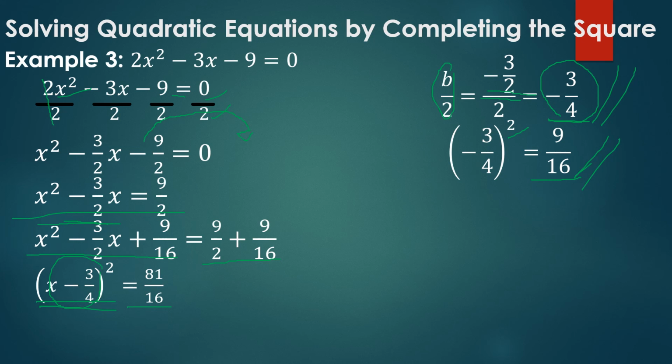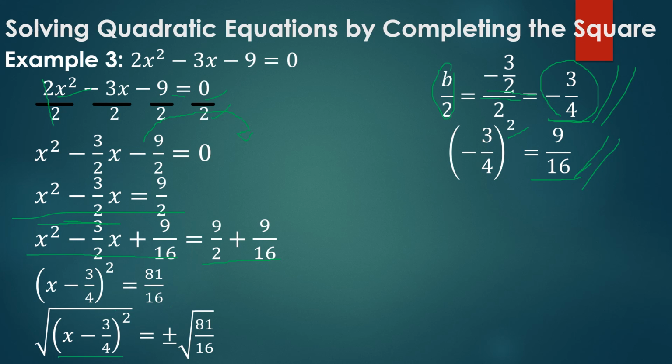Now, the next step is to extract the square roots of both sides of the equation. Meaning, we are going to get the square root of both sides of the equation. So we have the square root of x minus 3 over 4 quantity squared is equal to the positive and negative square root of 81 over 16. Okay. What is the square root of x minus 3 over 4 quantity squared? That is x minus 3 over 4, right?